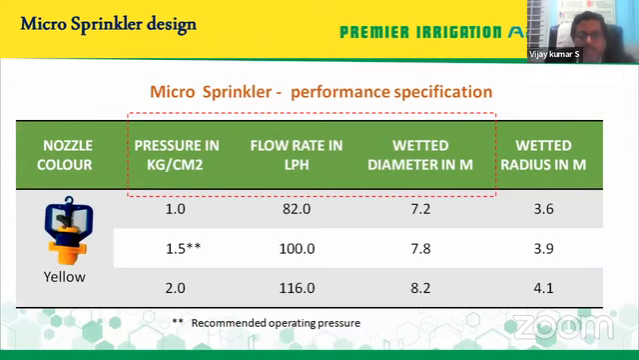For example, in this chart, if I take the recommended operating pressure of 1.5 kg per square centimeter, it is going to have a flow rate of 100 liters per hour, and the wetted diameter is going to be 7.8 meters. Or in other words, it should have a radius of around 3.9 meters. So this is the first important thing: in any sprinkler design, please understand what the pressure is, what the flow rate is, and what the diameter is. Once you know this, you can get into the next step.